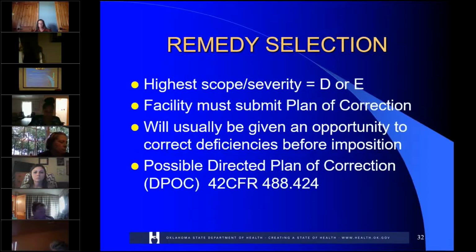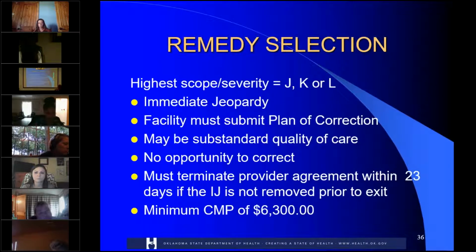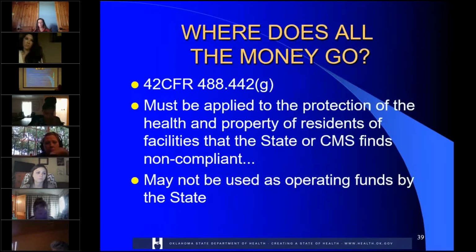Okay, I'm gonna close this one out. You guys can look at that. If any of you have questions about any of the information on here, here's where your money goes, by the way. Where does all the money go that's collected? It must be applied to the protection of the health and property of residents of facilities that the state and CMS find non-compliant. It may not be used as operating funds for the state.